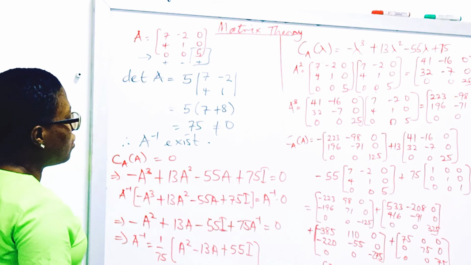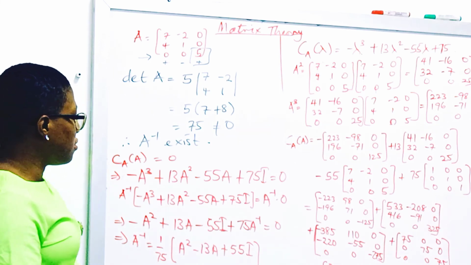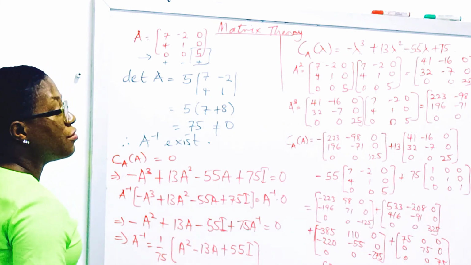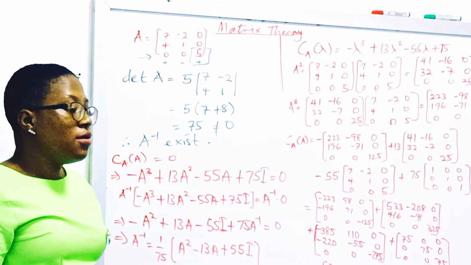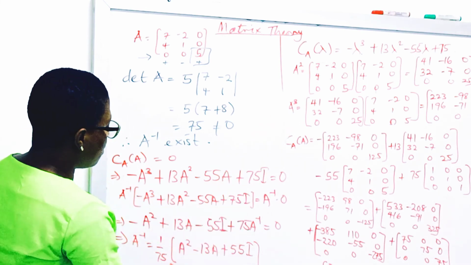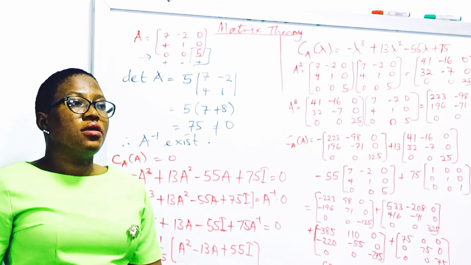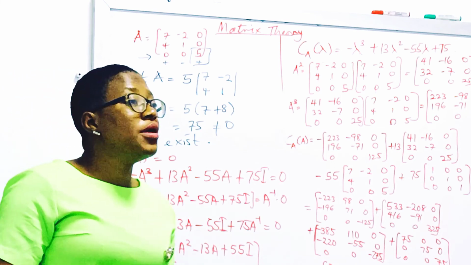For those that have strength, you can take it as your own assignment. Substitute inside here and get your A inverse. So you already have what your A squared is. You have what A is and you know what I is. You substitute and you get your answer.